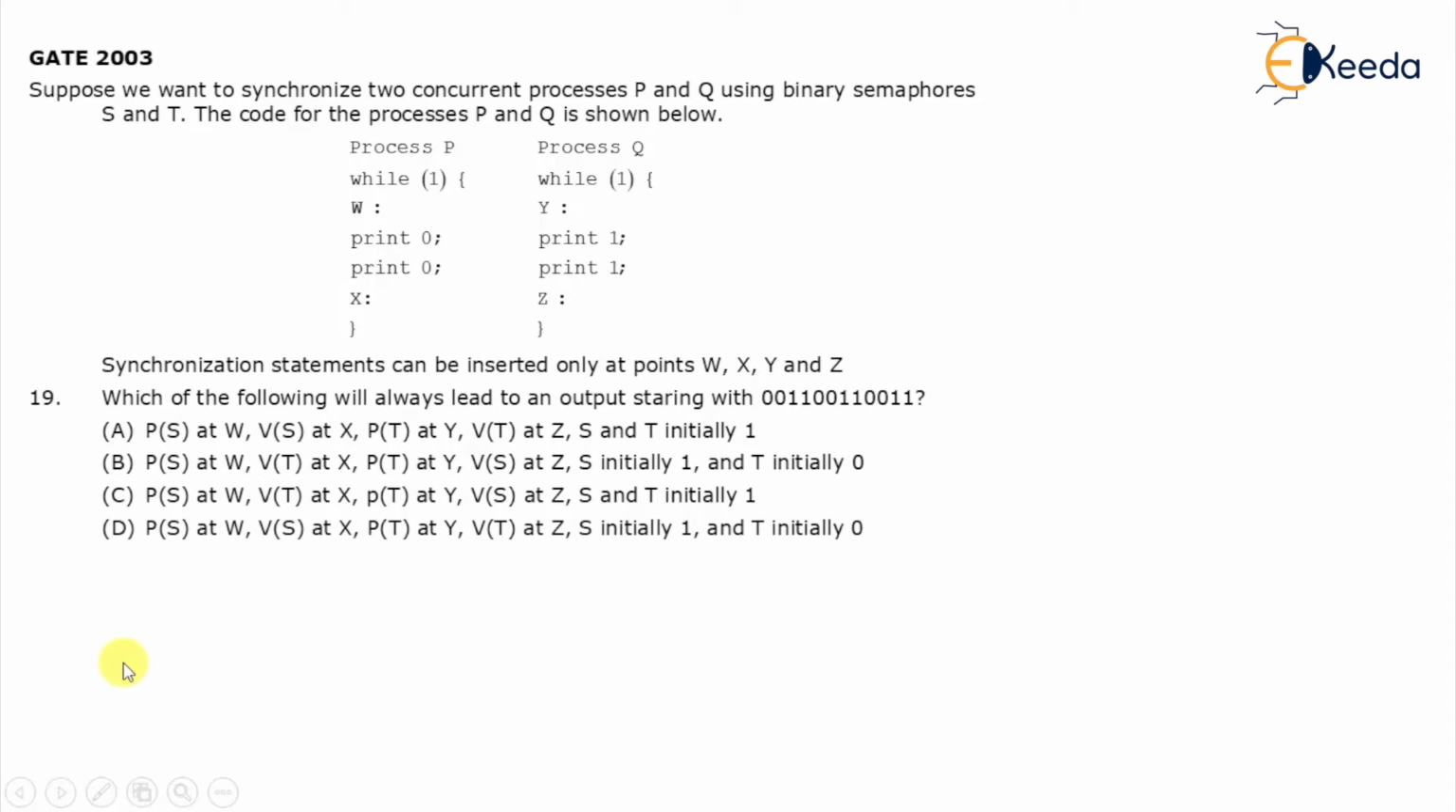Welcome here, and we are solving this question which says: suppose we want to synchronize two concurrent processes P and Q by using binary semaphores S and T. The code of the processes P and Q is given below. So this is the code of the process. Synchronization statements can be inserted at the points W, X, Y, Z.